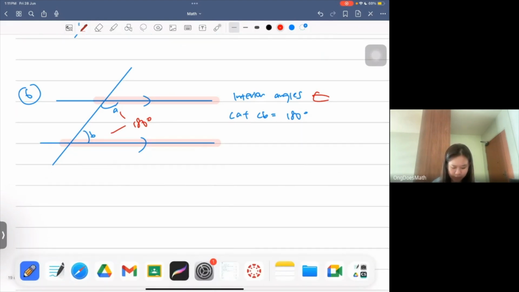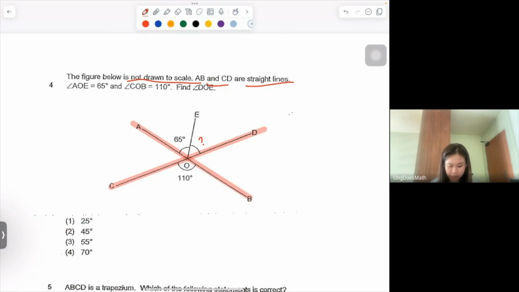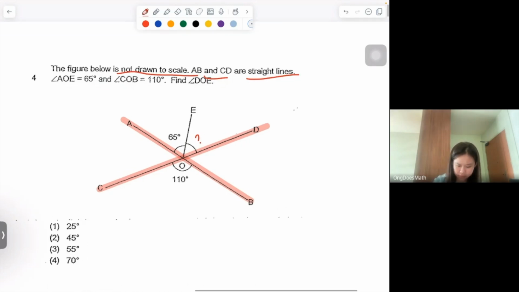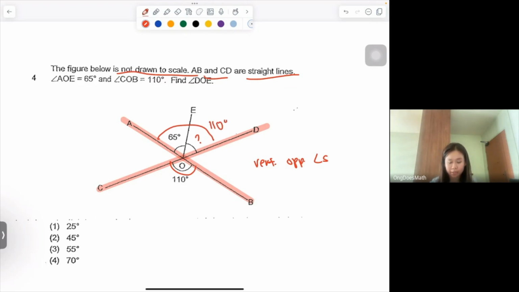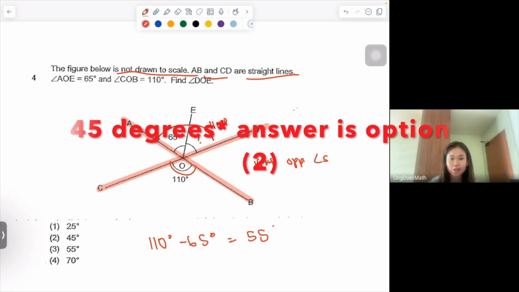Okay, so once we got that cleared, now we can move on to this question. So can you kind of guess which property we need to use? Yes, you are right. We need to use vertically opposite angles, which states that this angle is equal to this angle, which means that this angle is 110 degrees. So how do you find the question mark? You just simply take 110 degrees minus 65 degrees, which should give you 55 degrees. And hence the answer is option 3.